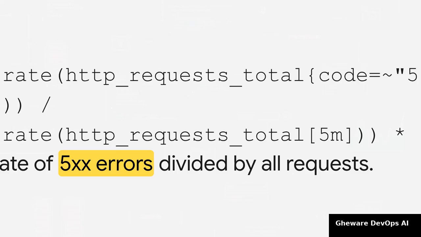First up, the API error rate. This query is the perfect example of how everything we've learned just clicks together. We take the rate of requests with a 500-level error code using a regex matcher, see? We divide it by the rate of all requests and then multiply by 100 to get a nice percentage. This is one of the most critical SLIs you can possibly monitor.